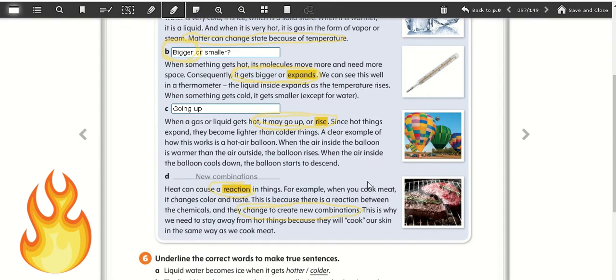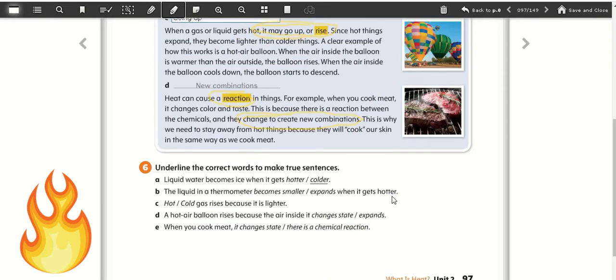And the last one is new combinations. The heat can transform something. Their appearance can be changed because of the heat, and not only the appearance. If we cook meat like we have it here, or any other type of food, the color, the texture, the taste, it's going to change. So let's do activity number 5 over here.